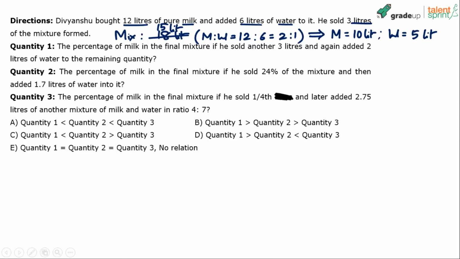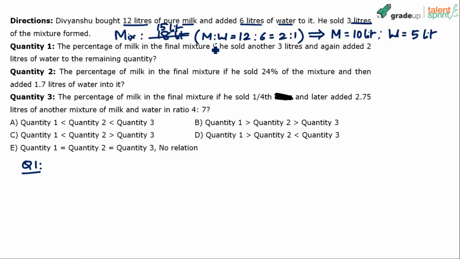That's the idea. So this is what we know in the very first step. We have not gone to any of the quantities yet, right? See, explanation may take a little longer, but you got to understand that this analysis will not take more than 10 seconds for you. 18 liters, of which 3 is sold, 15 is remaining, the ratio is 2:1. Now look at quantity 1. What is quantity 1? Do the calculation.